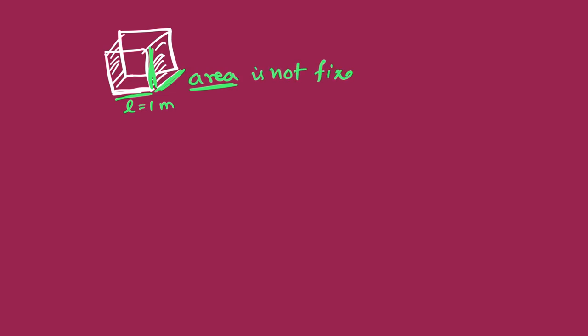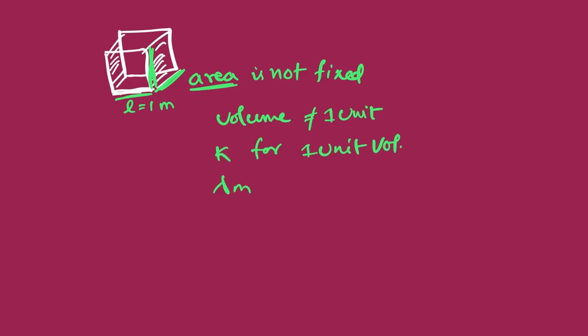When area is not fixed, then that is volume, not 1 unit. So volume is not equal to 1 unit. That is, volume is anything. Therefore, conductivity we already know. Conductivity is for 1 unit volume, while this lambda m is for any volume.